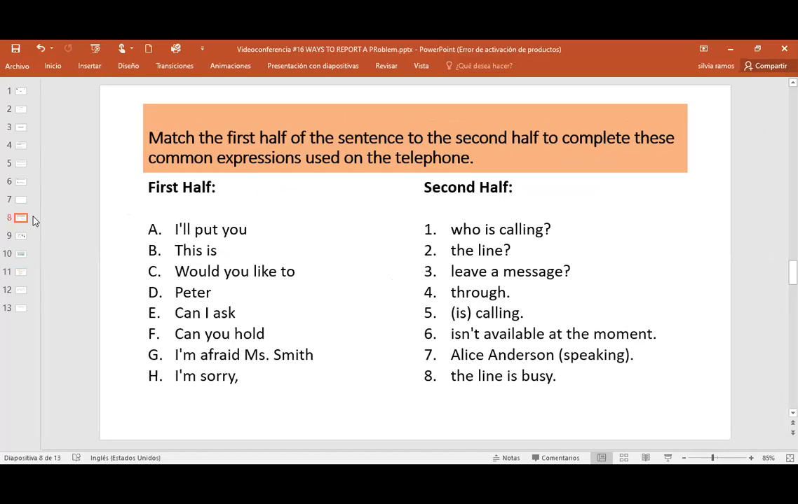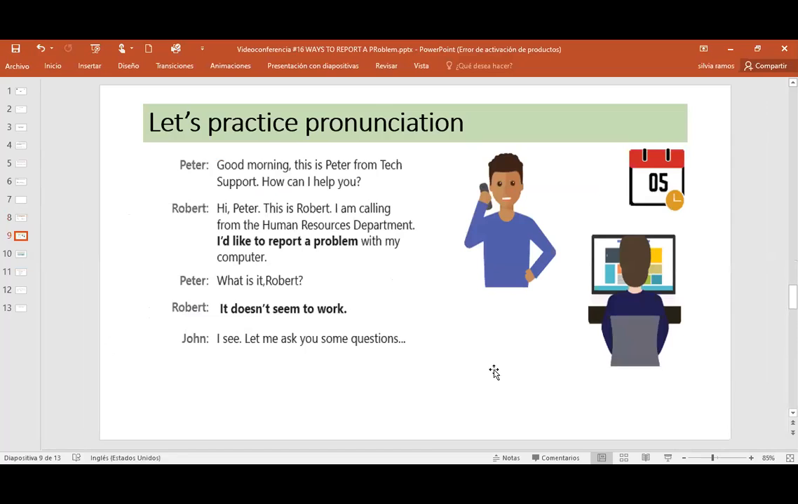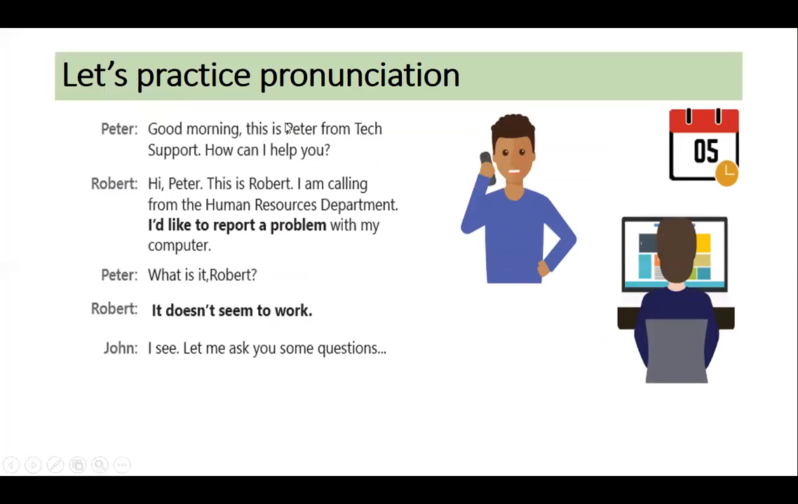¿Tienen preguntas? Yes, we're going to practice. We're going to practice right now the first part of a conversation that's going to be very easy. This is on your book on page 39. Let's go to your book on page 39, please. And we see the conversation between Peter and Robert, okay? Peter and Robert. So listen to me, please, with the conversation.